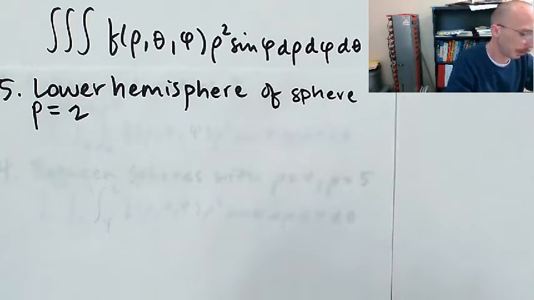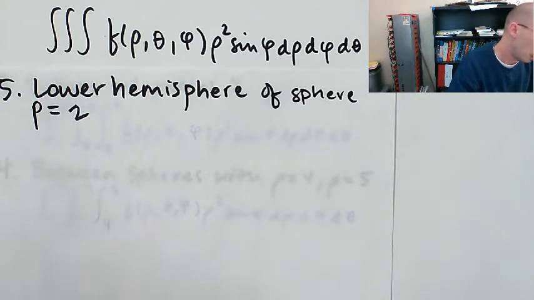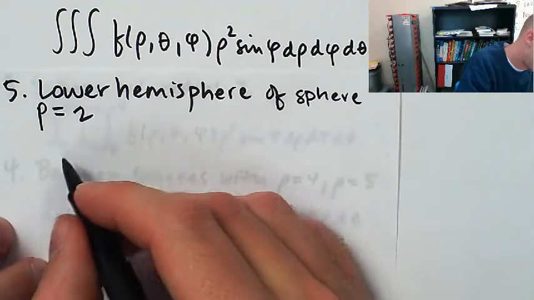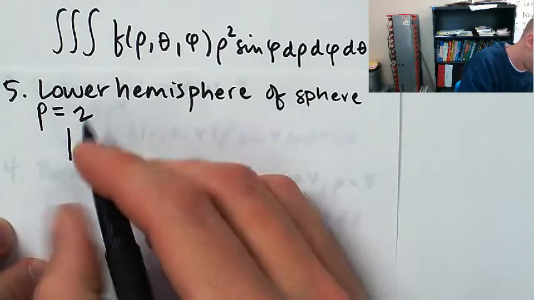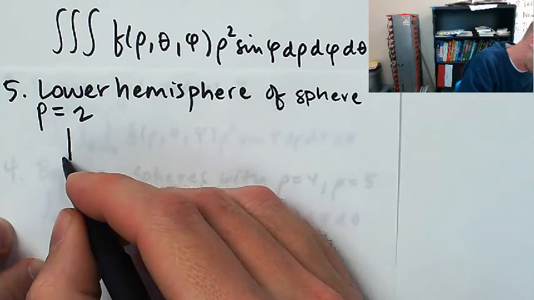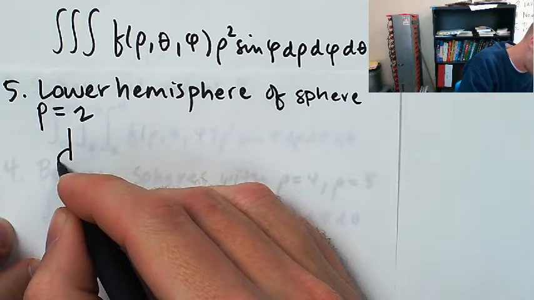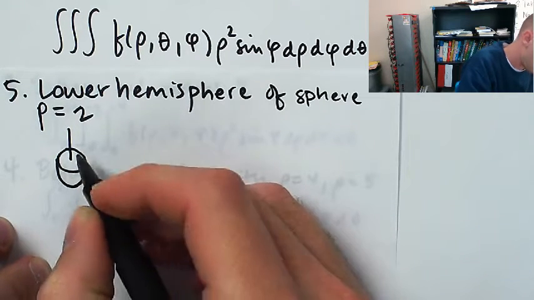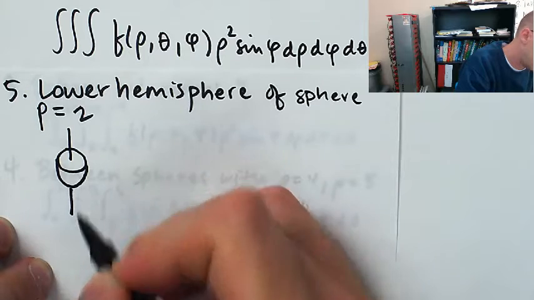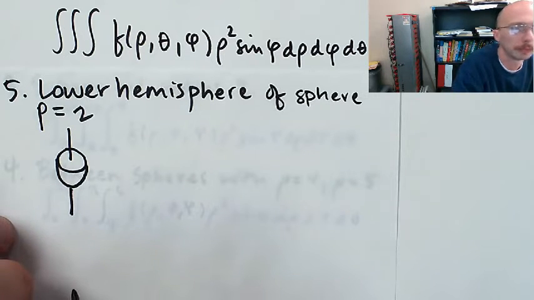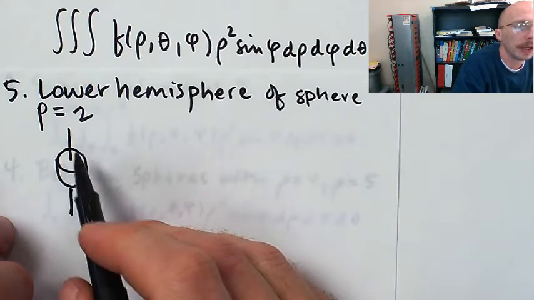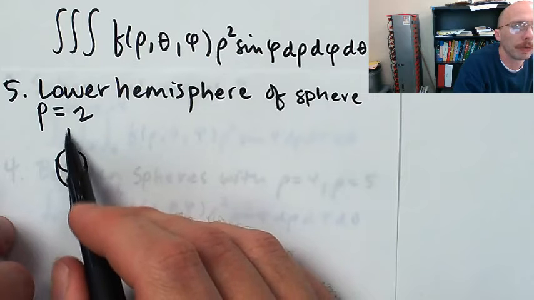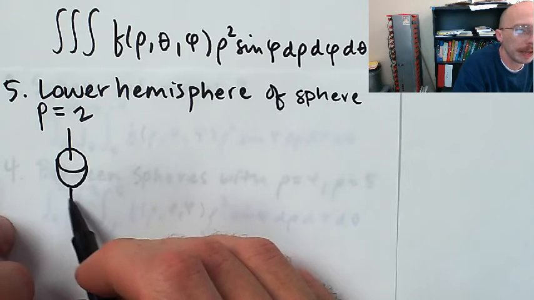Okay, well, I actually already drew that once. So I don't know, I think I threw it away. But if I'm looking at the lower hemisphere, just on the z-axis, right? Okay, up here, this is where phi equals 0. All the way down here is where phi equals pi.